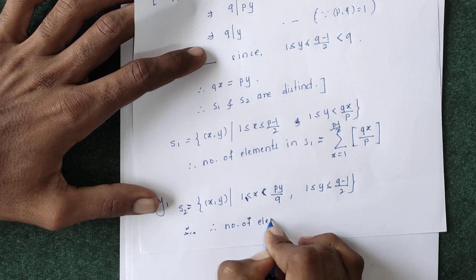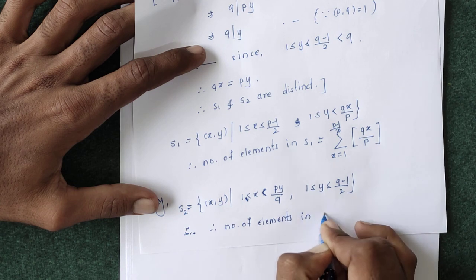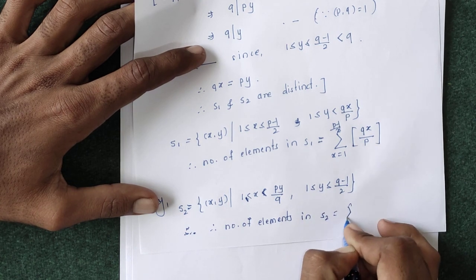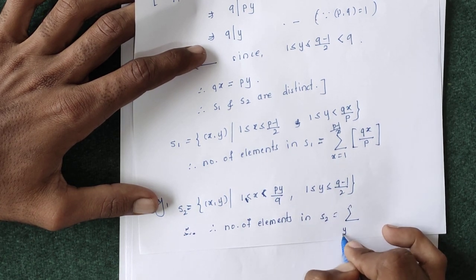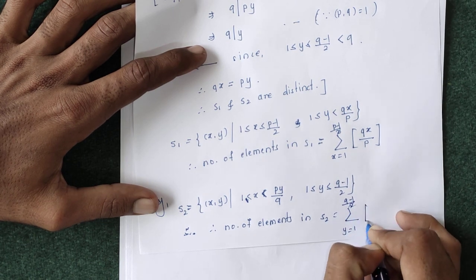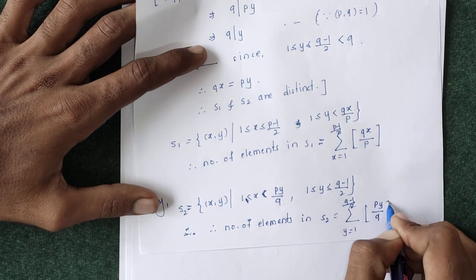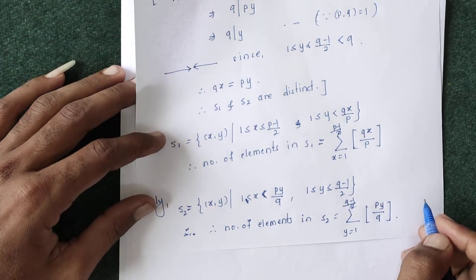Therefore, similarly, the number of elements in S2 is just the summation of y running from 1 to (Q minus 1) by 2 of the greatest integer function of Py by Q.